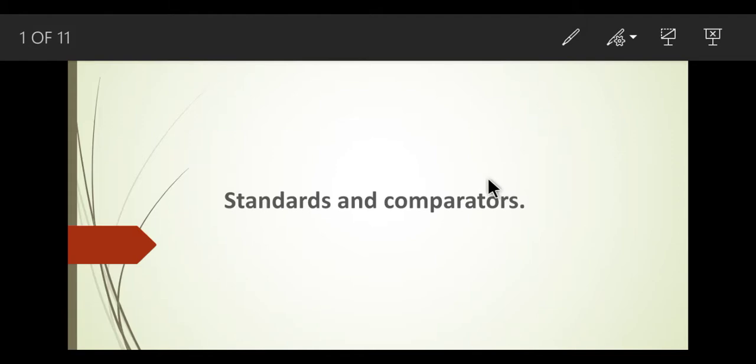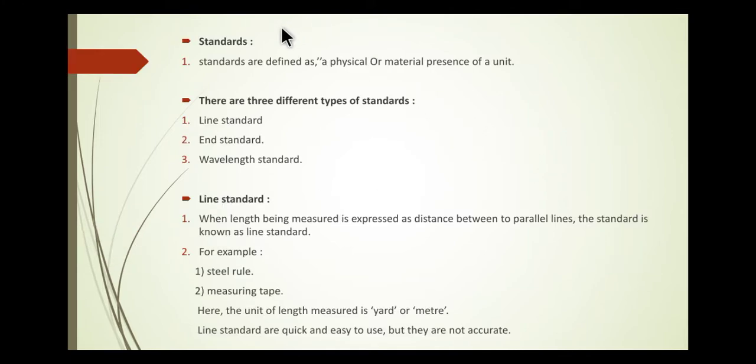Hi friends, today we are going to see the topic on standards and comparators. Standards are defined as a physical or material representation of a unit. There are three different types of standard: first, line standard; second, end standard; and last, wavelength standard.